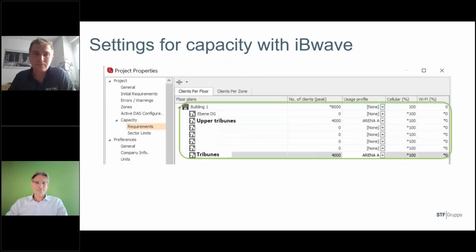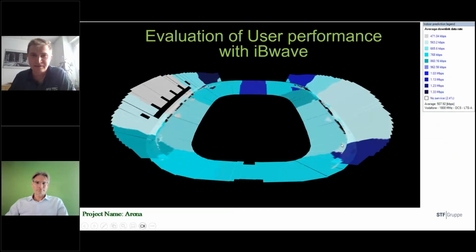And then it is possible, yes, Ralph, it is possible in IBWave to set the amount of users separately for the different stages, for different levels of the tribunes. And this is a good opportunity because at least for this stadium, we have used such a software feature for investigating what is achievable on tribunes from a user throughput perspective.